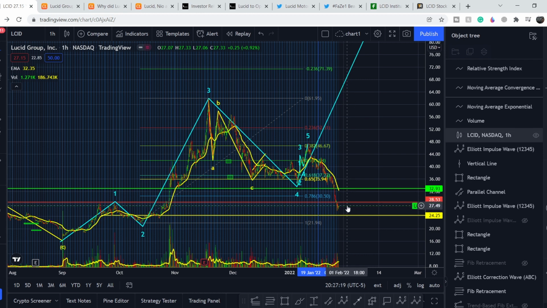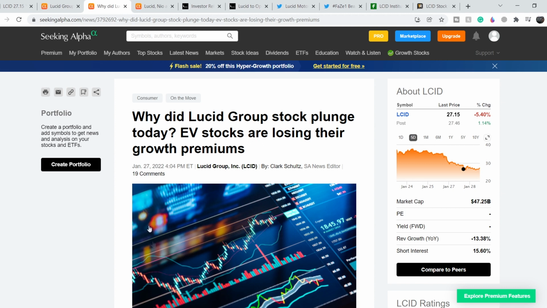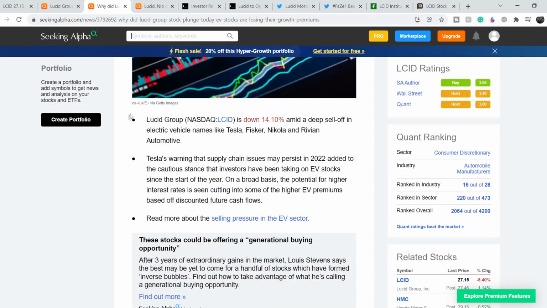For now, let's continue with the fundamental news and take a look at what was the reason for this massive sell-off. Let me show you this article. We are on Seeking Alpha, and this article was published on January 27th, and it's titled "Why did Lucid Group stock plunge today? EV stocks are losing their growth premiums." Let me quote you this. Lucid Group is down 14.1% amid a deep sell-off in electric vehicle names like Tesla, Fisker, Nikola and Rivian Automotive.